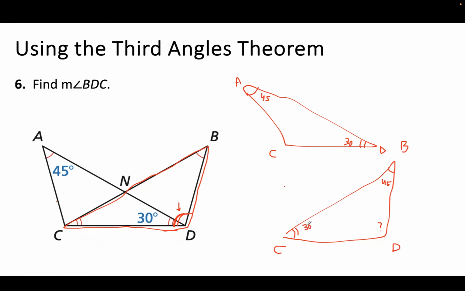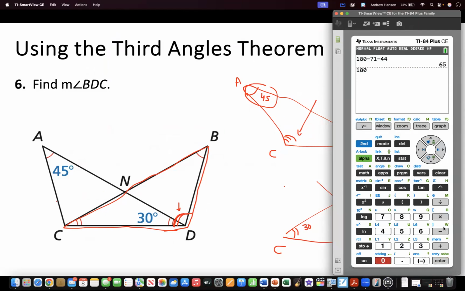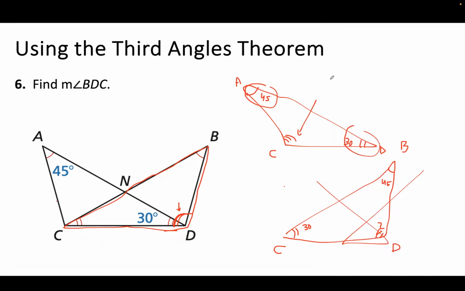So to find the question mark, what it's asking for, BCD, we could just take 30 and 45 and see how much we need to get to 180. But we could also use the third angles theorem, right? Because if I know these two angles are congruent, that means the third angles, this angle and this angle, have to be congruent as well. So if I have two angles of a triangle congruent, the third one has to be congruent as well. So I don't even need to copy the 45 and 30 over here. I can simply find this angle here because the third angles theorem tells me. So 180 minus 45 minus 30 would get me my answer. If I see how much more I need to get to 180, it's going to come out to be 105 degrees. So this angle would be 105 degrees.